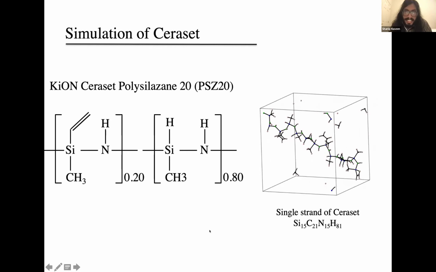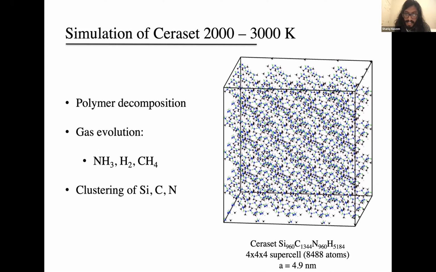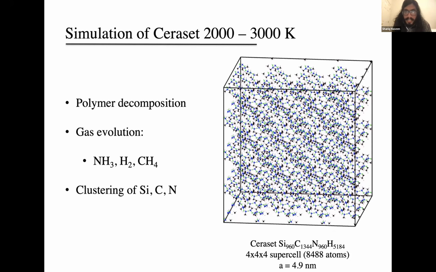But now, since we're doing simulations with ReaxFF, where we can go even bigger, we look at simulations with 8,500 atoms. So this is only a 4x4x4 supercell of what was just shown on the previous slide. So it's going to be 64 individual strands, and there's no need to cross-link them. We'll see what happens anyways, and the results shouldn't be impacted too much in this case. So you can see on the right, that's the structure, and we're going to look at it as we simulate it from 2000 to 3000 Kelvin.